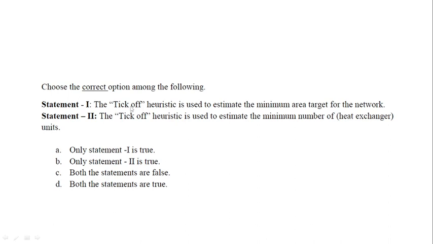So here the correct answer is that the tick of heuristic is used for estimation of the minimum number of heat transfer units. So statement 2 is true. So option B is the correct answer.